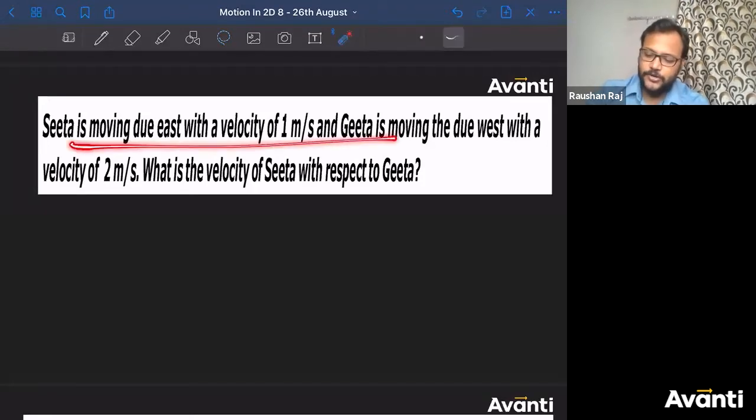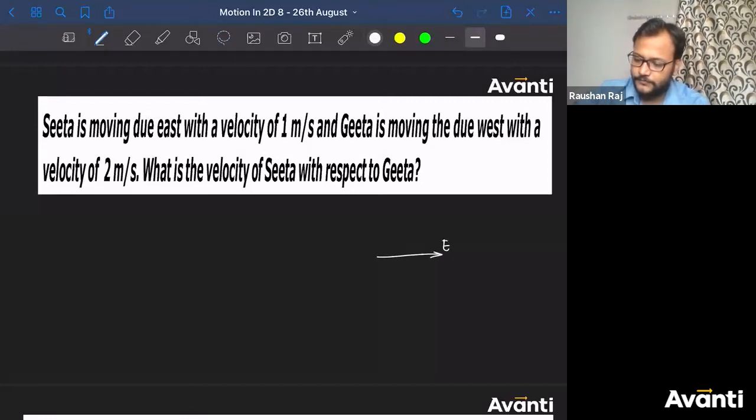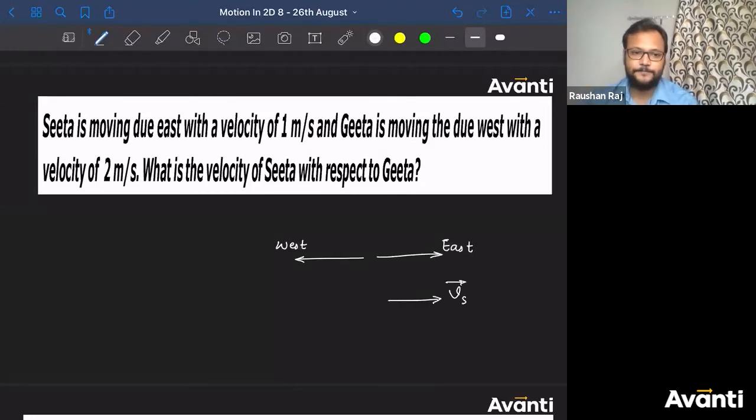So let us try to draw these vectorially. ठीक है? Sita is moving due east with a velocity of 1 meter per second. So let us draw east and west. East किधर है बच्चा? So let us say this is the east direction. And this is the west. East, west. So in which direction Sita is moving? Sita is moving with 1 meter per second towards east. So this is the velocity of Sita, Vs. Now in which direction Geeta is moving? Due west. This is velocity of Geeta.